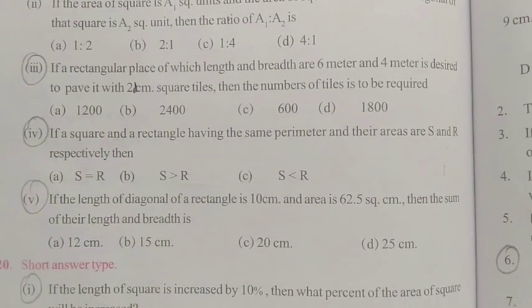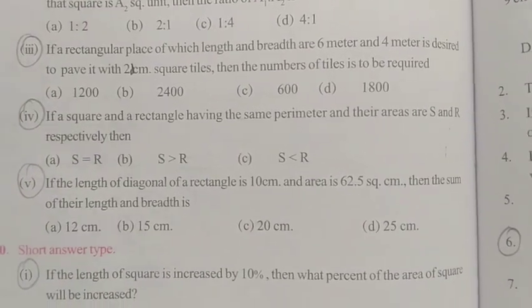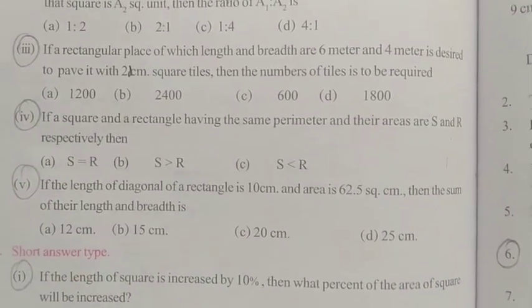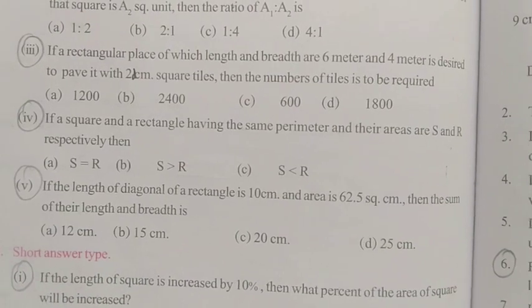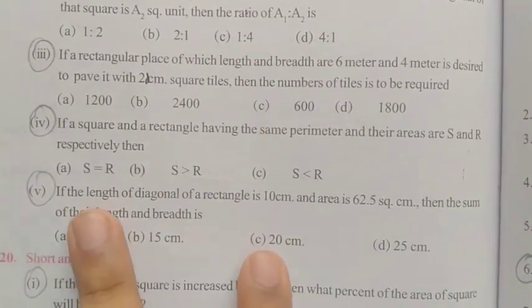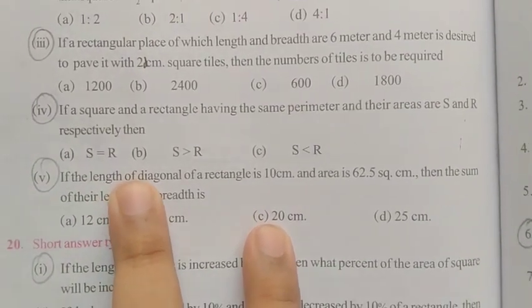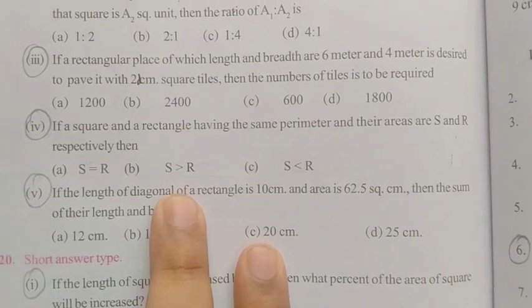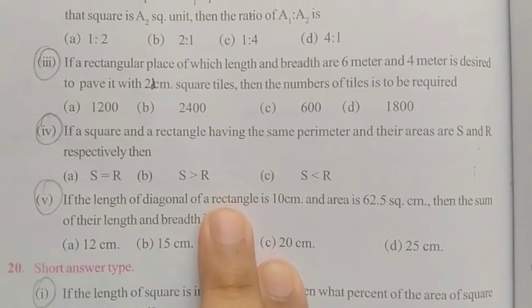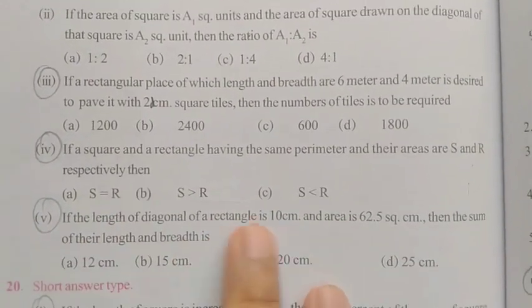This is sum number 4. If a square and a rectangle have the same perimeter and their areas are S and R respectively, then there are 3 answers. One is S equal to R, means area of the square equal to area of the rectangle. One is area of the square greater than the area of rectangle, and one is area of the square less than the area of rectangle. We have to choose the correct alternative.